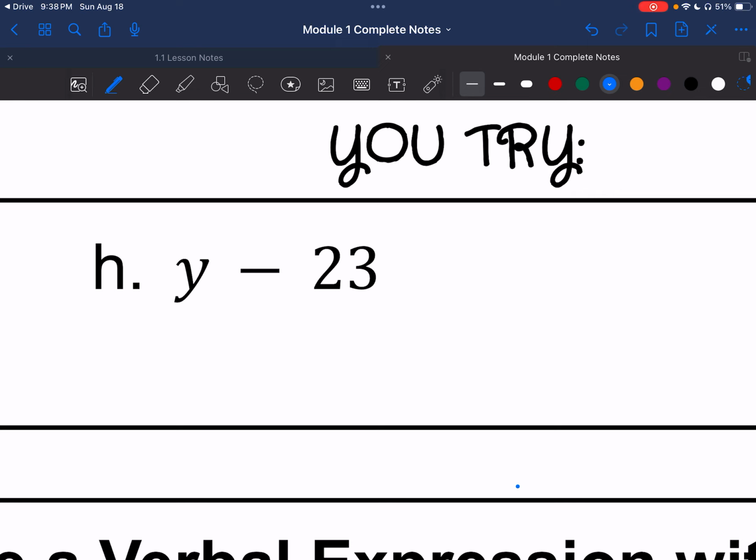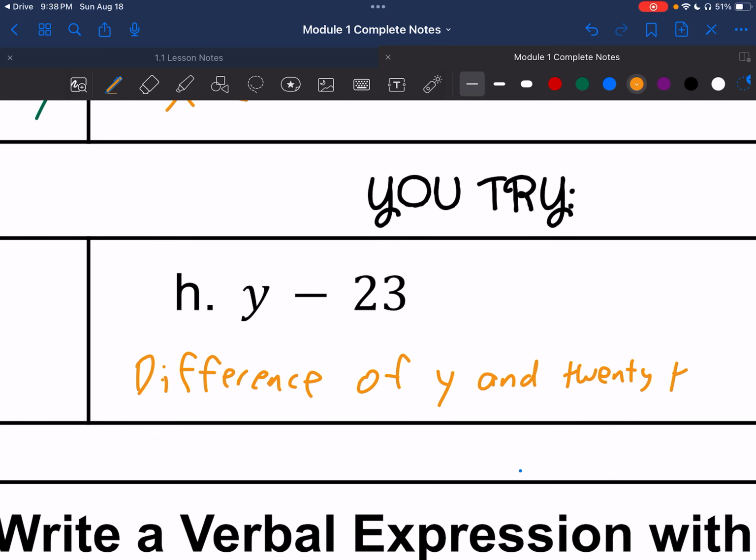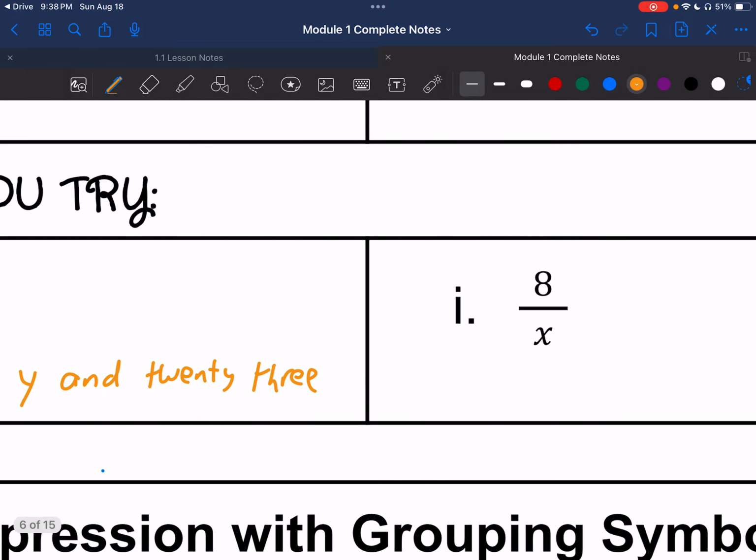All right, letter H. We have subtraction again. So let's say we could say this one as the difference. And when we say difference, we always put the first term that's listed first, the difference of y and 23. 23 being a very good number.